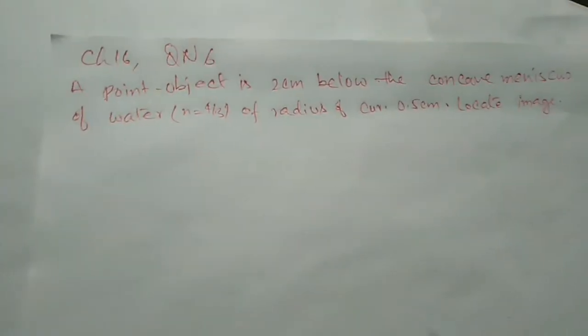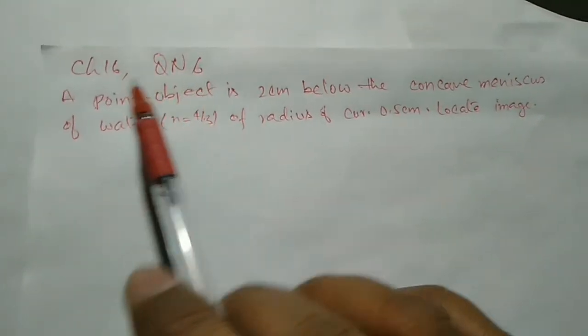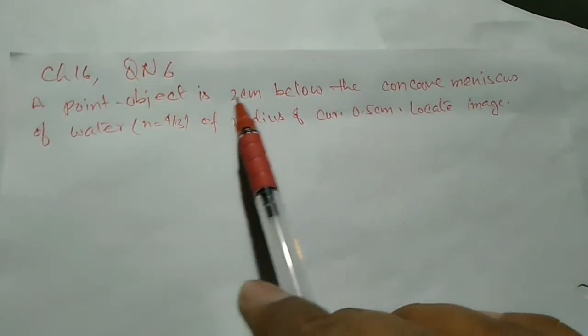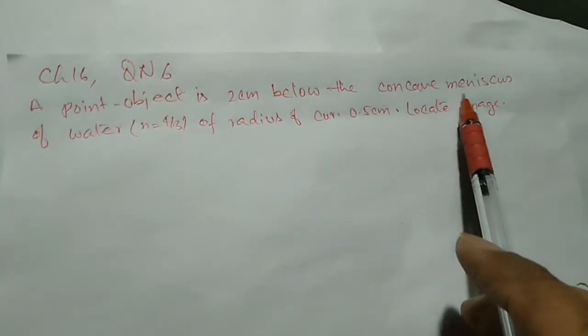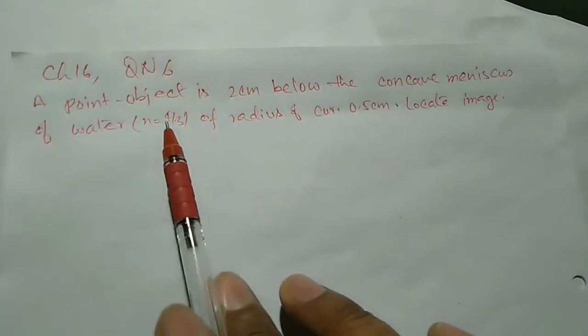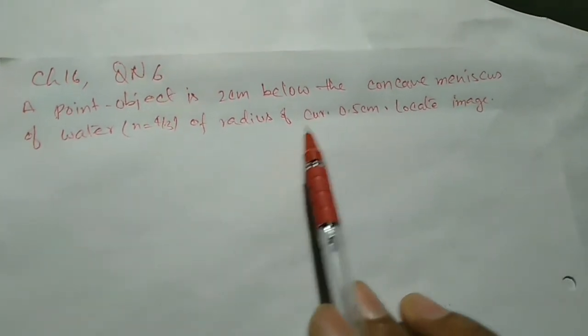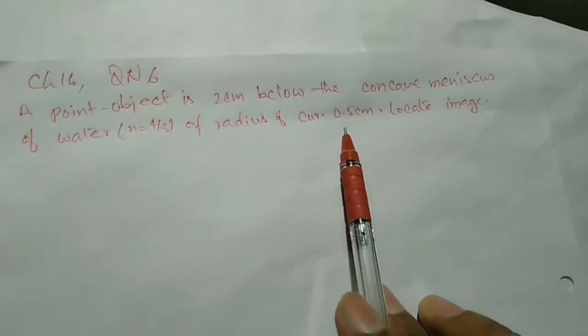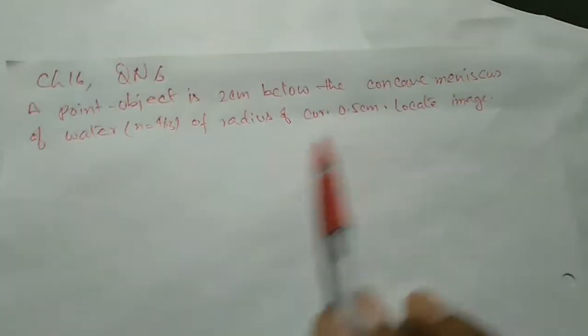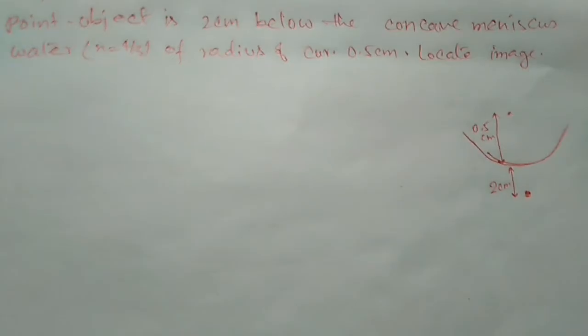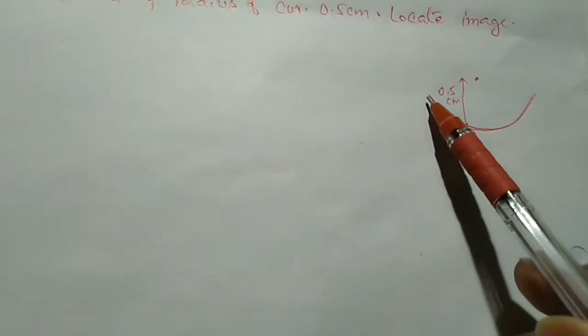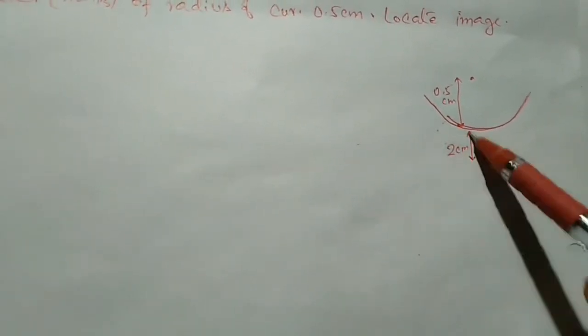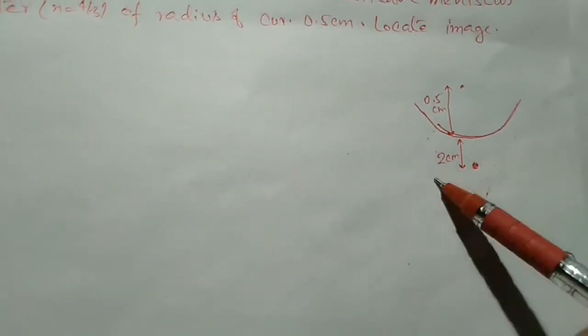See the next question, chapter 16 again, question number 6. A point object is 2 centimeter below the concave meniscus of water, refractive index 4/3, of radius of curvature 0.5 centimeter. Locate the image. First I'm drawing the diagram to understand it. So see this, a concave meniscus. Suppose this is water, this complete water, and inside water this is the object 2 centimeter below the meniscus.